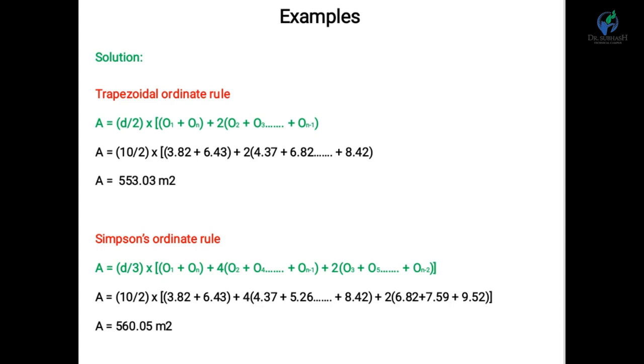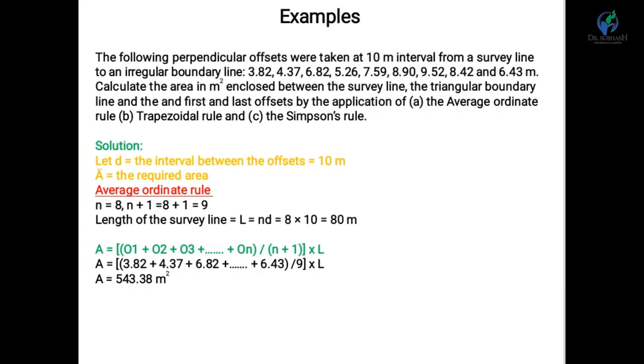Next rule is the Simpson rule. The formula for finding the area is d by 3 multiplied by first ordinate plus last ordinate plus 4 into the sum of the even ordinates plus 2 into the sum of the odd ordinates. Now we put the values into the formula and we get the area 560.05 meter square.